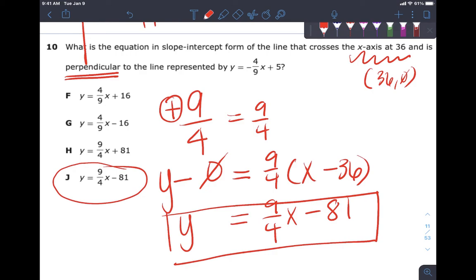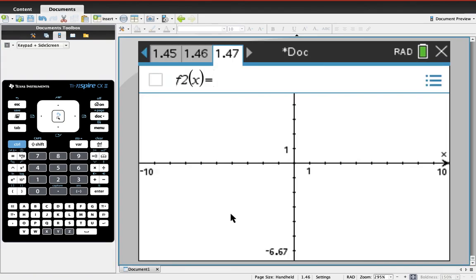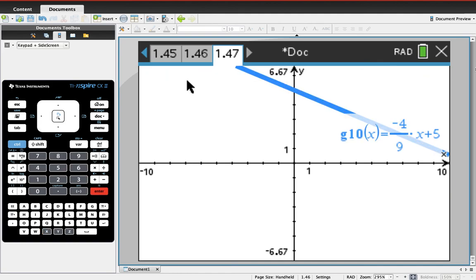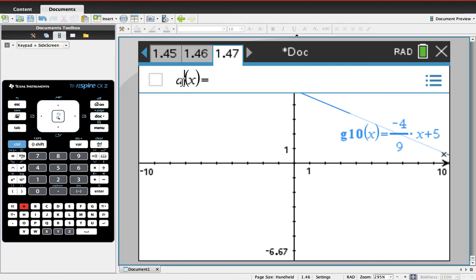I want to just verify that this is actually going to be perpendicular. So let me go ahead and graph the original one, and I'll just call this G of 10. Whoops, hold on now. Okay, there's my original equation. So I need to make sure that this guy, answer J of number 10, is going to be perpendicular. So 9 over 4x minus 81.